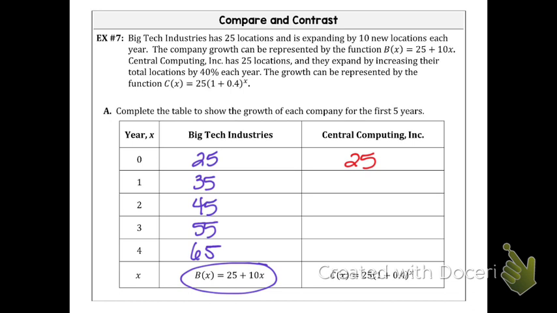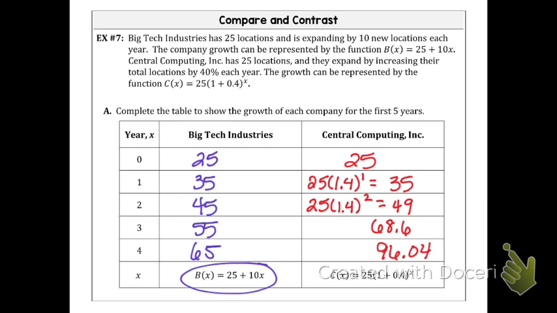So for year 1 here, I've got 25 times 1 plus 0.4, which is just 1.4, raised to the 1. Then 25 times 1.4 raised to the 2. Then I'd raise it to the 3 and to the 4. And then there's our equation right there that they'd given us, okay? So to the x would just be that.